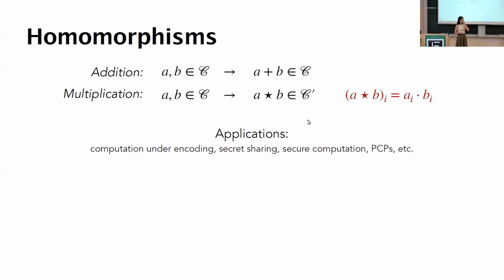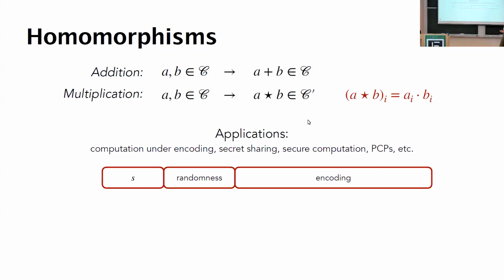Yeah. Okay, and so what are the applications? Well, what addition and multiplication let you do is some sort of homomorphic computation on the encoding. I don't know if you guys do any crypto. You can take two code words and perform these addition or multiplication operations without ever having to decode. This has lots of applications for computation problems, like secret sharing, secure computation in general, PCPs, etc.